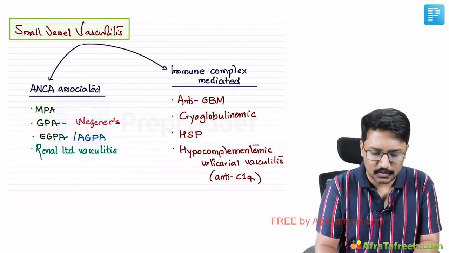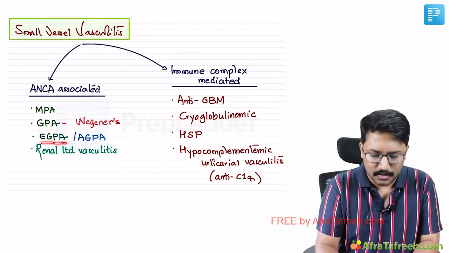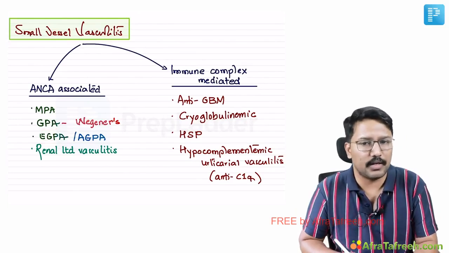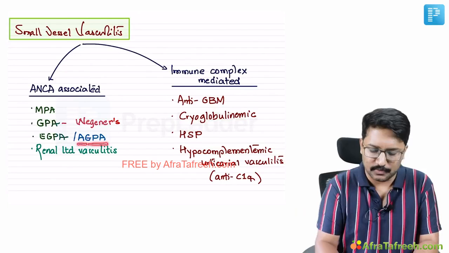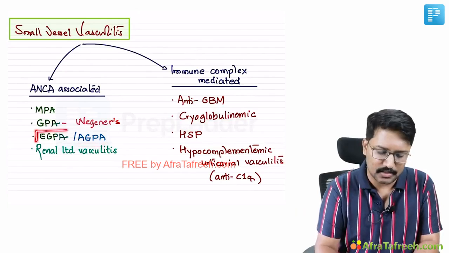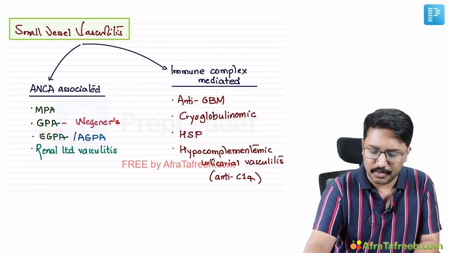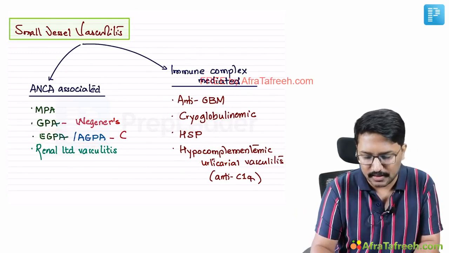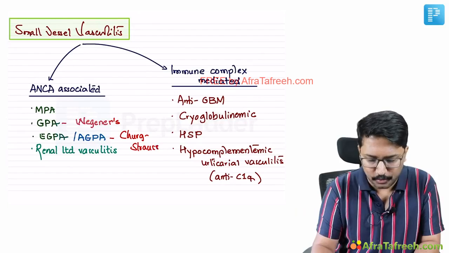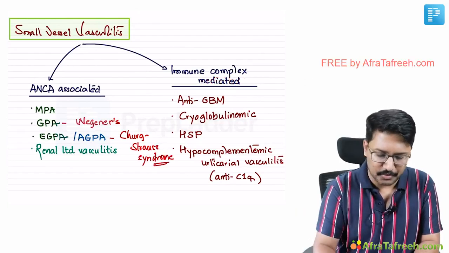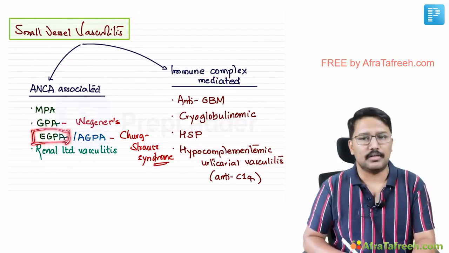Then another entity that belongs to the same class is EGPA, eosinophilic granulomatosis with polyangiitis, also called allergic granulomatosis with polyangiitis. The most accepted nomenclature is EGPA. We should remember that in the past we used to call this entity Churg-Strauss syndrome. We no longer follow this eponym. Currently accepted nomenclature is EGPA, which is the most commonly used term today.